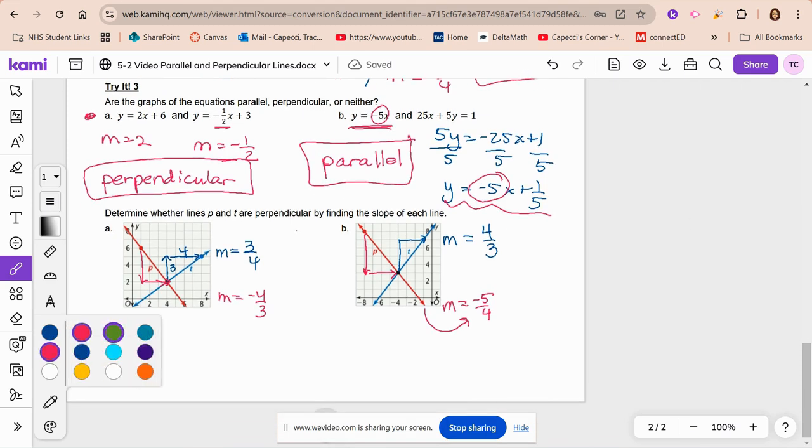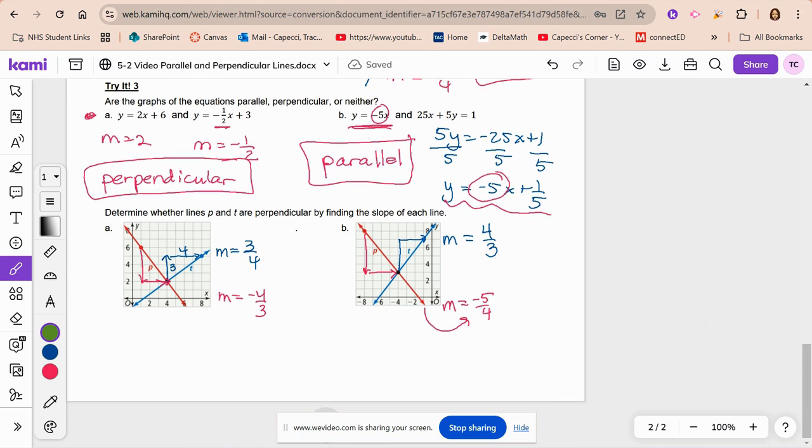Okay, moving on to our last examples, it says determine whether lines P and T are perpendicular by finding the slope of each line. So again, looking at the lines, I did go ahead a little bit just so we could graph them. So this blue line here, the slope, we went up 3 to the right 4. So up 3 to the right 4 gives us +3/4. And this pinkish line, I went down 4 to the right 3, which is -4/3. So these slopes are opposite and they are the reciprocal of each other. So we know that they are perpendicular.